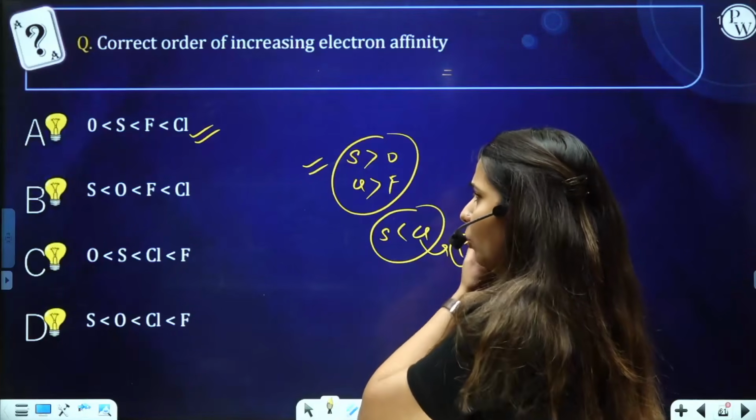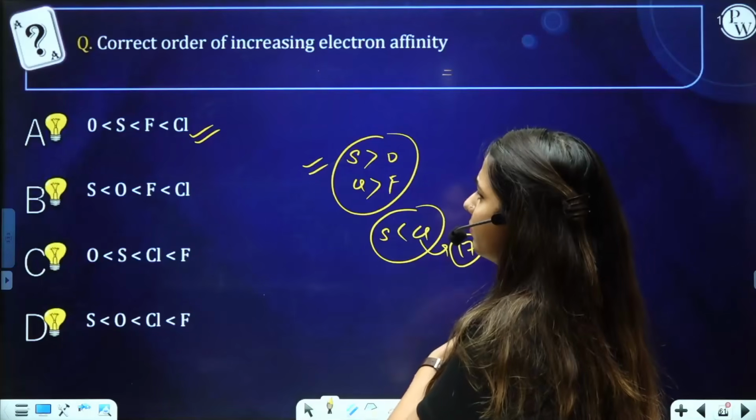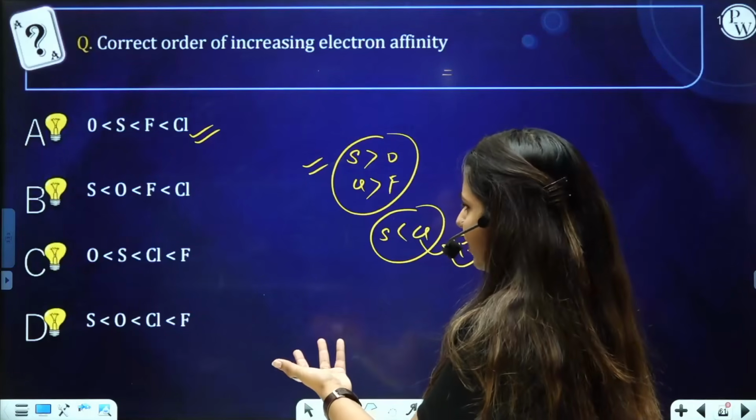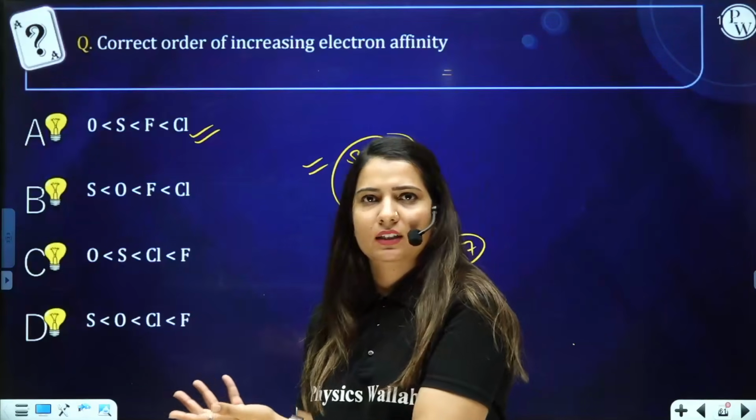If you are confused, no, there will be no confusion. Everything is fine. Chlorine will be the highest one. It is a very direct answer.